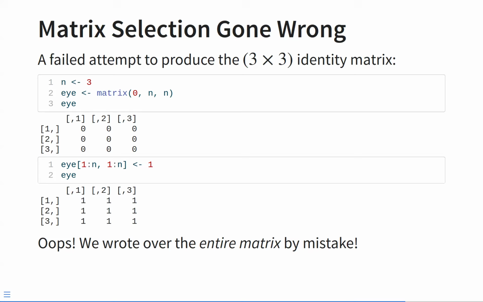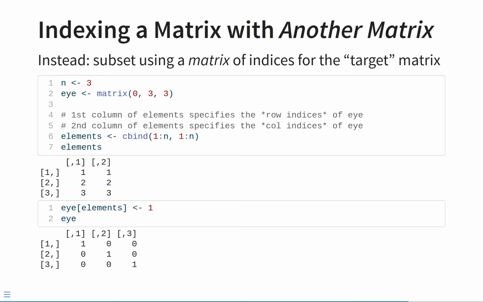So what have I done here? Well, I've done I of 1 to n, comma 1 to n, and I've set those to 1. So what is that going to do? Well, maybe you'd think that's going to produce an identity matrix, but actually it's not. What it's going to do is select all the rows from 1 to n of this matrix, all the columns from 1 to n of this matrix, and then assign 1 to each of those elements. That was not what we wanted to do.